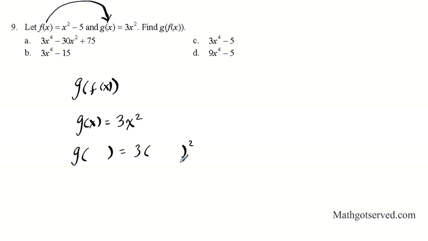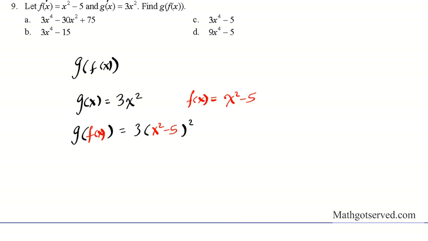Okay? Now the name of the input function is f of x, and the value is x squared minus 5. So I'm going to put the name here, f of x, and the value is x squared minus 5. Okay? Now let's simplify the right side as much as we can. So it's going to become g of f of x equals 3 times (x squared minus 5) times (x squared minus 5). That's what square means, okay? Now we're going to simplify this. We're going to FOIL it out first.